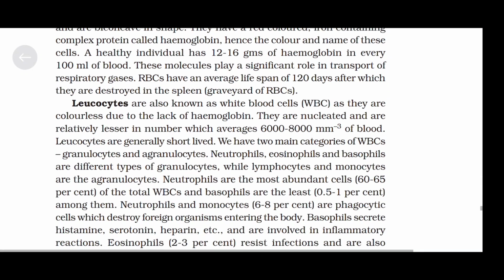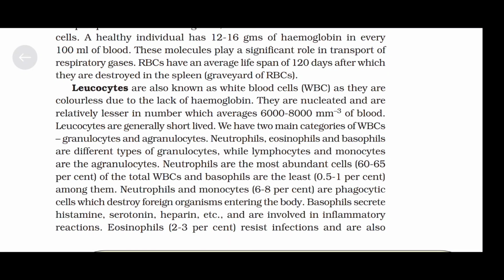Leukocytes are also known as white blood cells, WBC, as they are colorless due to lack of hemoglobin. They are nucleated and are relatively lesser in number, which averages 6,000 to 8,000 per cubic millimeter of blood. Leukocytes are generally short-lived. We have two main categories of WBCs, granulocytes and agranulocytes. Neutrophils, eosinophils, and basophils are different types of granulocytes, while lymphocytes and monocytes are the agranulocytes.